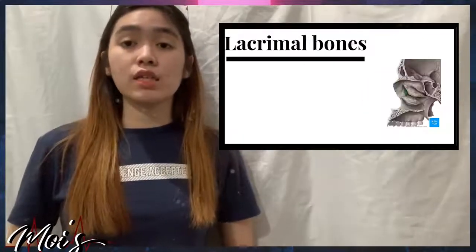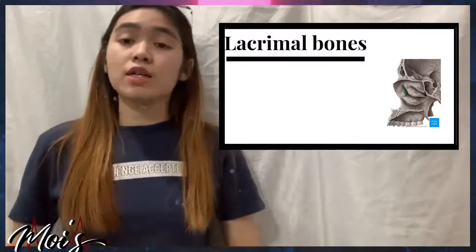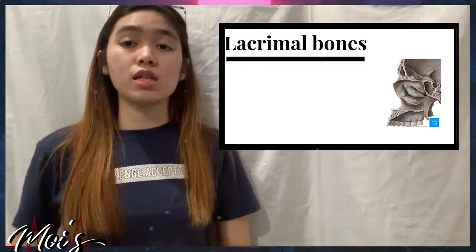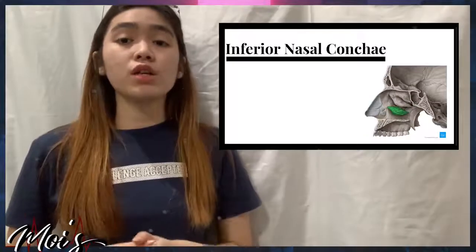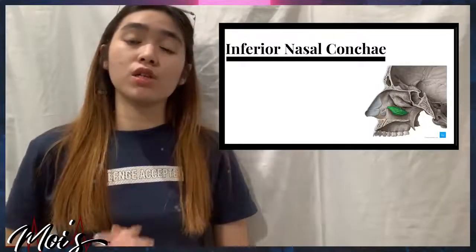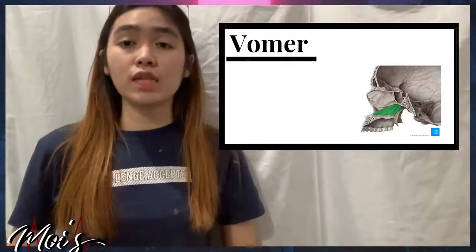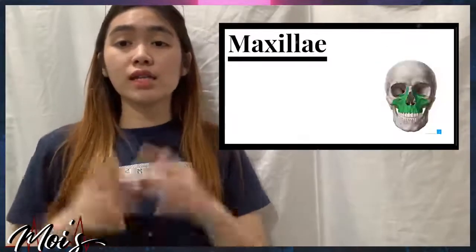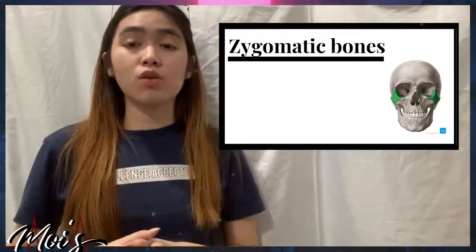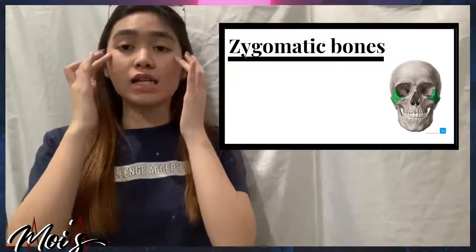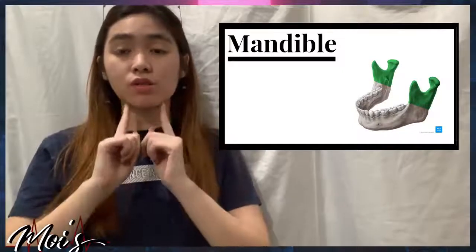Next, we have the lacrimal bones, which are the medial wall of the orbits. The palatine bone, which is the posterior portion of the hard palate. The inferior nasal concha, which is found just inferior to the ethmoid bone. And the vomer, which is the floor of the nasal cavity. We also have the maxillae, which are the upper jaw bones, and the zygomatic bones, which are also called our cheekbones. We also have the mandible, which is our jaw bone.